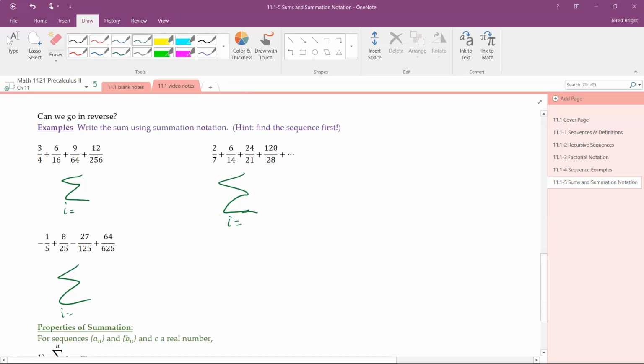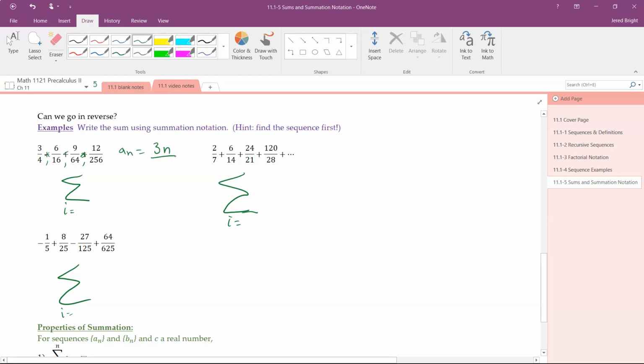Okay, and I need to determine my start and end, and I need to determine the sequence, but the hint is actually to find the sequence first. Okay, so if I were to imagine that there were commas here instead of addition signs, right? So let's just get rid of those here for a moment. What is going on? Well, it looks like in the numerator, I'm going from 3 to 6 to 9 to 12. That looks like I'm taking whatever the term number is and multiplying it by 3.